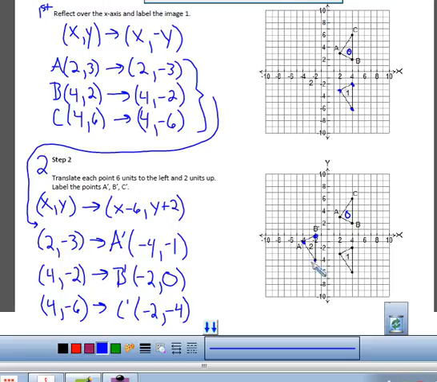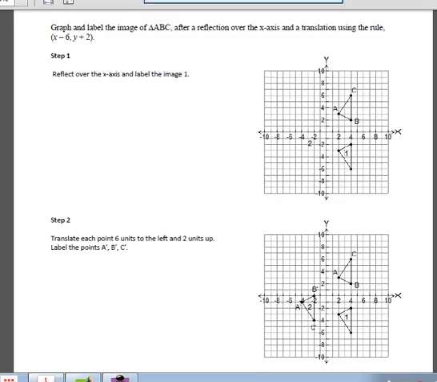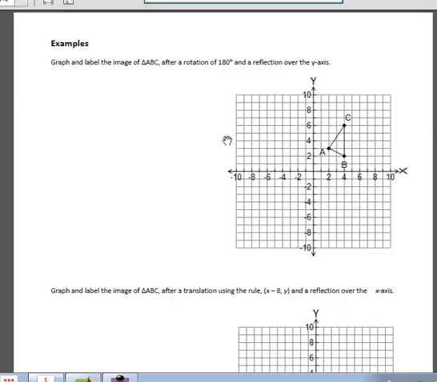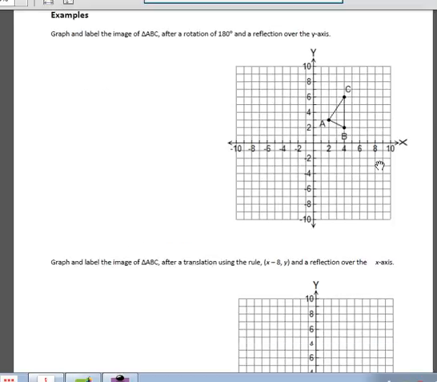And you're done. That is what happens when you do a sequence of more than one rigid motion or more than one transformation. Alright, so that was page 37. Let's go ahead and take a look at page 38. We have 2 examples here. One we're going to do together. The other one I'm going to have you do on your own.